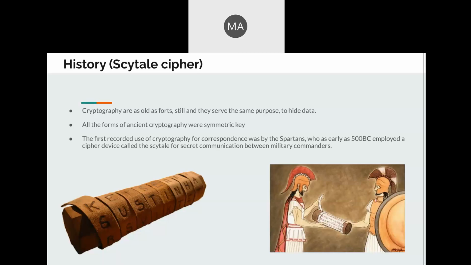And for decryption, the same type of cylinder is used, and that cylinder must have the same diameter as what was used during the encryption process. The same diameter used during encryption is used to retrieve the secret message. So this was a kind of transposition cipher. We'll discuss more about these things later.